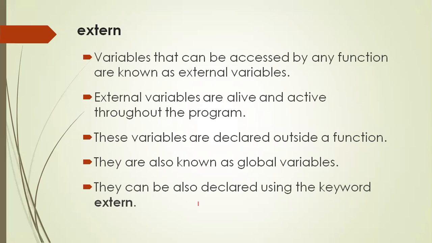Another major difference between the auto storage class and the external storage class is that automatic variables are alive and active within a function, whereas external variables are alive and active throughout the program. So the longevity of an external variable is more than the longevity of an automatic variable. Since external variables have a longer duration, they are declared outside a particular function. For automatic, even if you don't write auto, it is considered auto. But for an external variable, you have to declare it using the keyword extern.